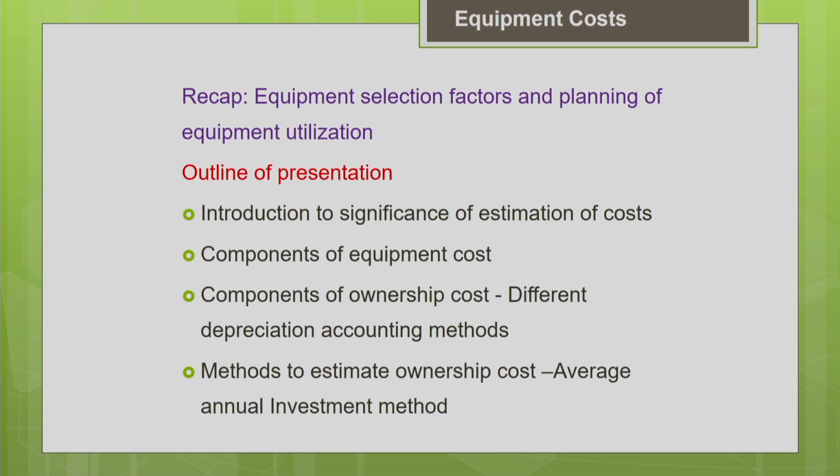Okay. So, this is the outline of today's presentation. I will introduce the significance of estimating the cost of the equipment, followed by a discussion on the components of the equipment cost and the components of the ownership cost. We will discuss different depreciation accounting methods to estimate the depreciation of equipment, followed by illustrations on how to estimate the ownership cost of the equipment using the average annual investment method.